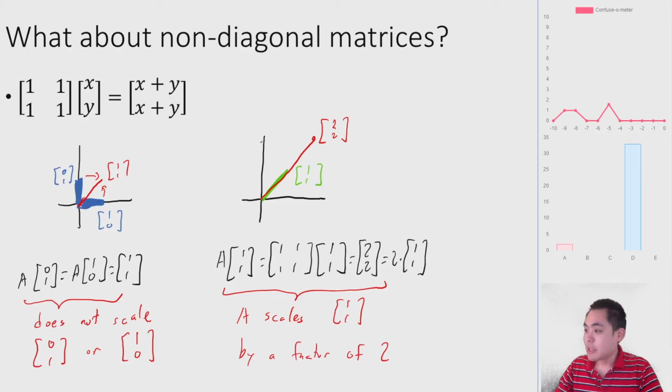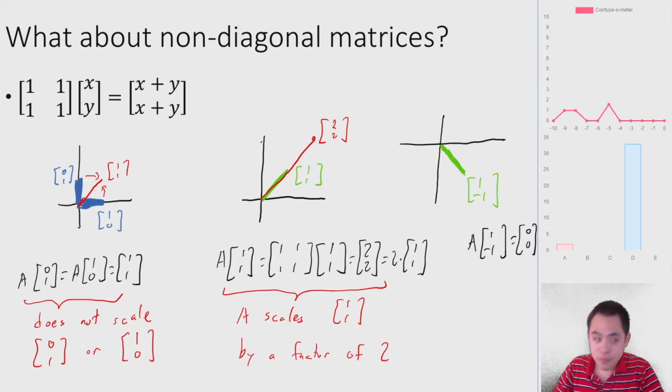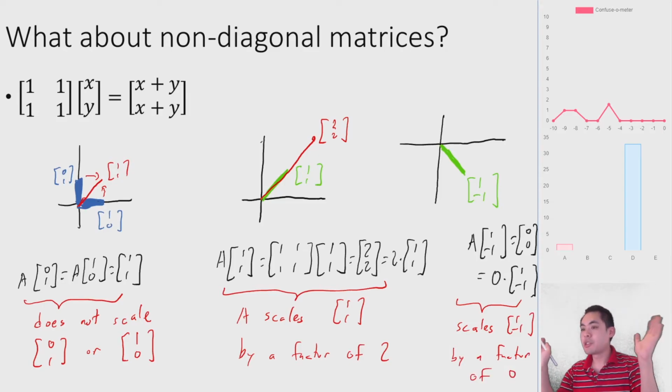And now it turns out there is another vector that we can also show a scaling behavior for. So let me draw this out a little bit differently. Let's suppose that our starting vector was this one here. So this is 1, minus 1. Well, when you multiply A times 1, minus 1, you end up getting 0, 0, which is equal to 0 times 1, minus 1. And so this scales 1, minus 1 by a factor of 0. So it's multiplying it by 0, and you end up getting this point here.